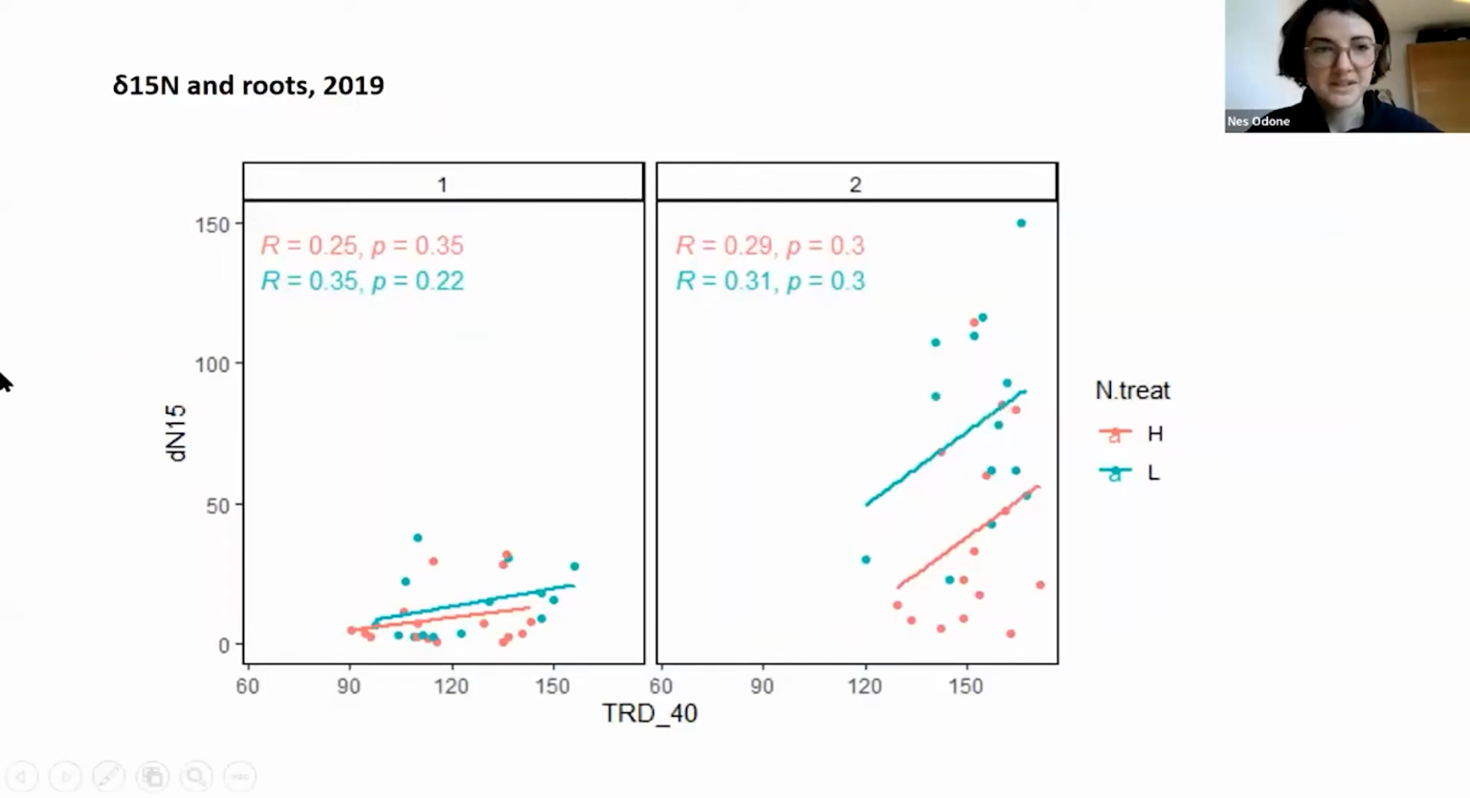But here I've just plotted the same measurement, how much of the nitrogen tracer has been taken up against this deep root measurement. And we do see, particularly in the bed 2 here, both of these results are from 2019, that there is a strong relationship between how deep the roots are and how much of the nitrogen they take up from the deep soil layer. And this is higher in the low nitrogen treatment here in blue, which may be related to the slightly deeper roots in the low nitrogen treatment.